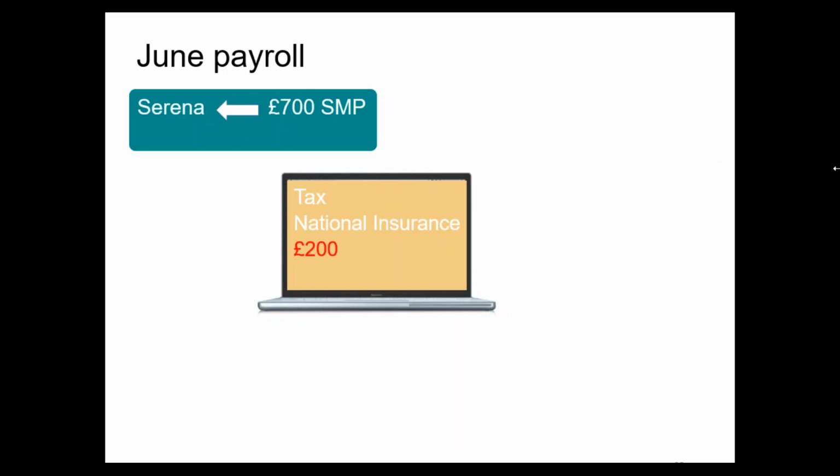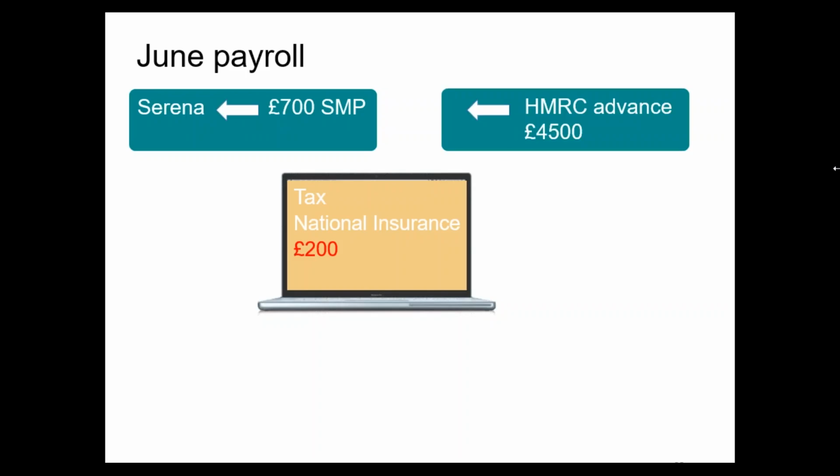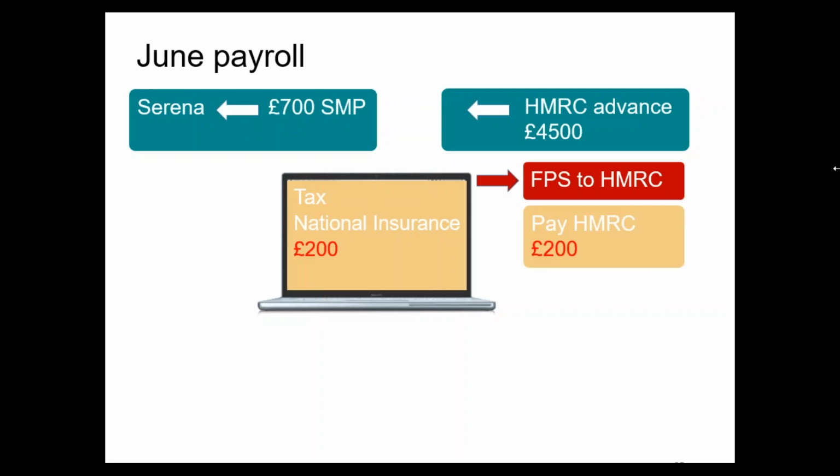He applied for an advance because he knew £200 a month wouldn't be enough to cover the SMP he needs to pay. HMRC paid him £4,500 in advance for the tax year. This took into account the £200 tax and national insurance he would normally pay each month. Because his employees are paid monthly, Chris has to send one FPS that month to report pay, including SMP, and to report the £200 he is due to pay HMRC.